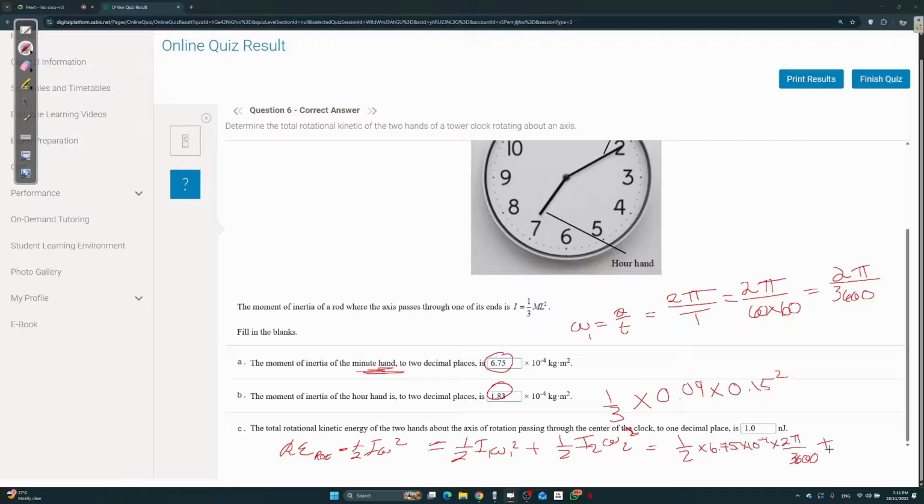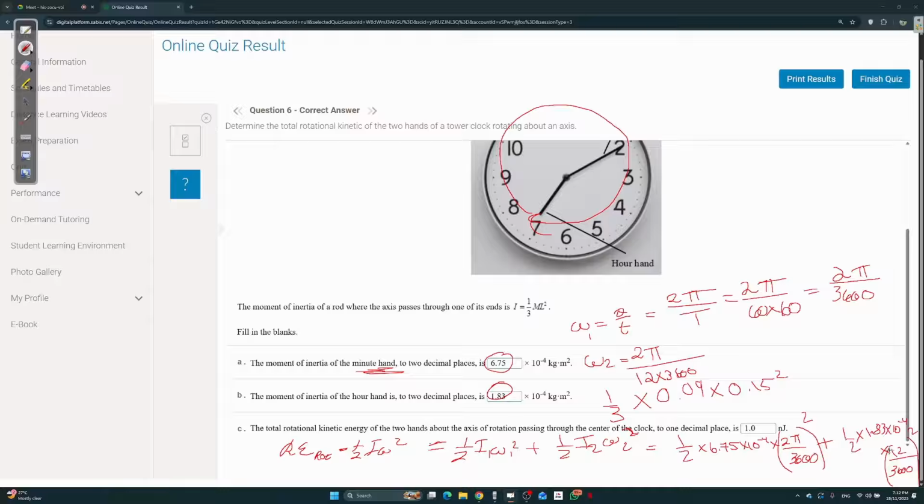Plus the second kinetic, we're going to do half times the second I, which is 1.83 times 10 to the power negative 4 times the second omega squared. The second omega is now for the hour hand. In the hour hand, it takes 12 hours to do one complete revolution. So it's 2 pi over the period for one complete revolution, which is 12 hours. So it's 12 times 3,600 seconds. This has to be squared because it's omega squared.